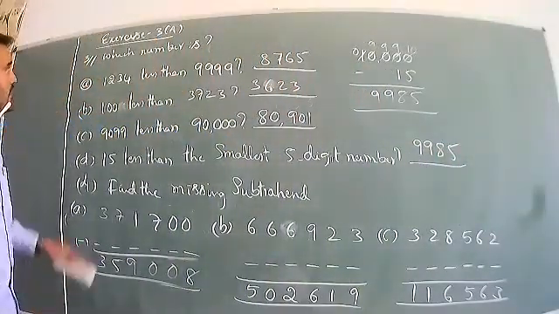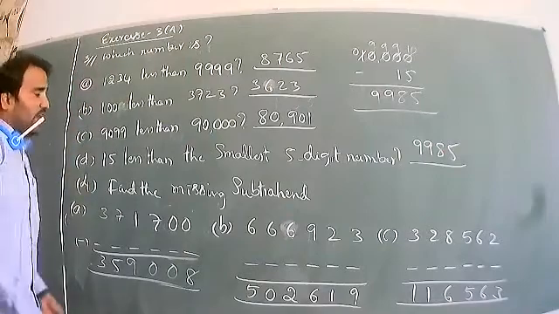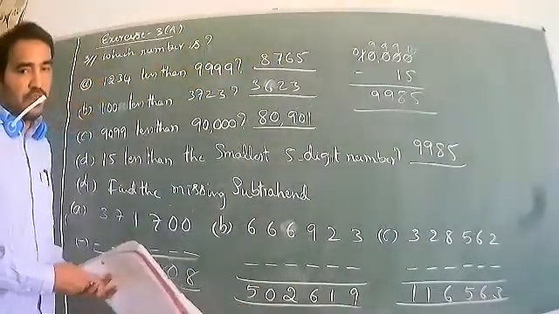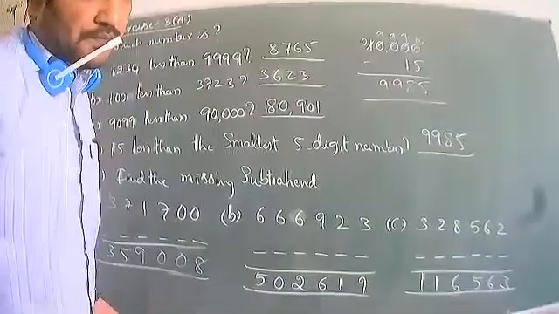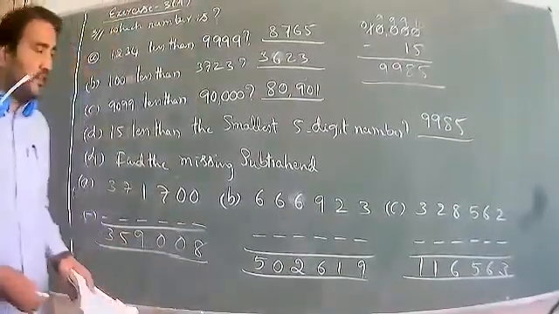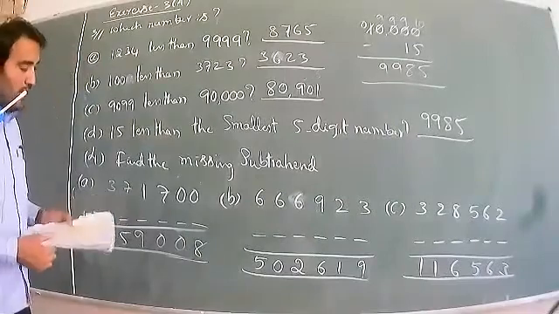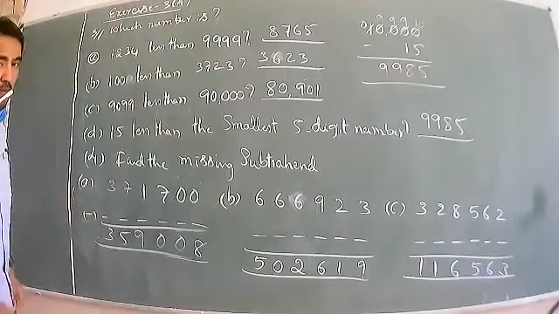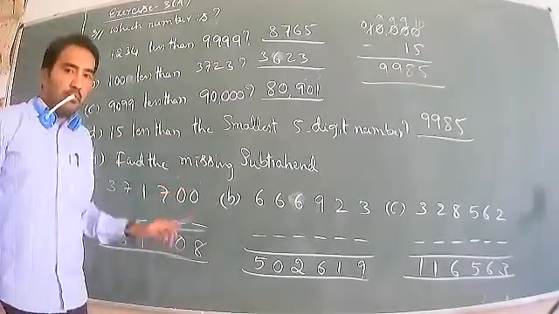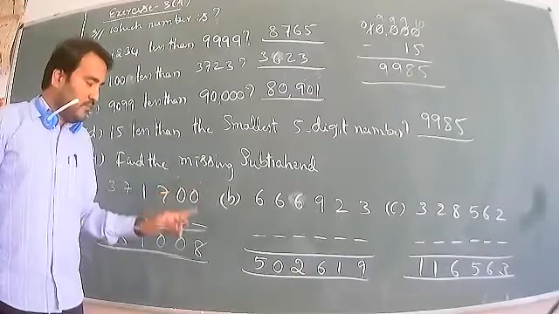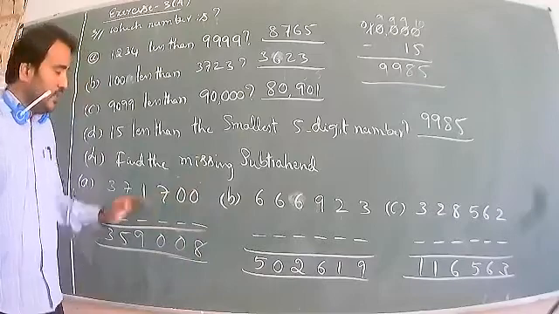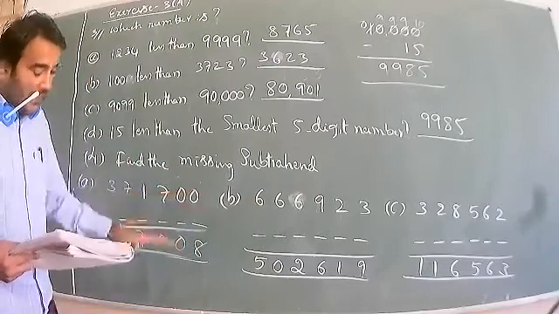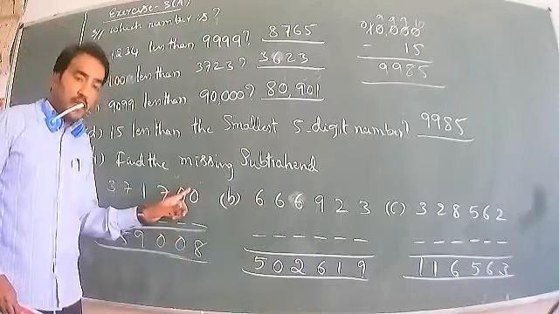So these are the exercise 3A, fourth line. Now find the missing subtrahend. These questions are very different questions. So how to solve this different subtraction? If the subtrahend is missing, then the difference is subtracted from the minuend. So we get the subtrahend.